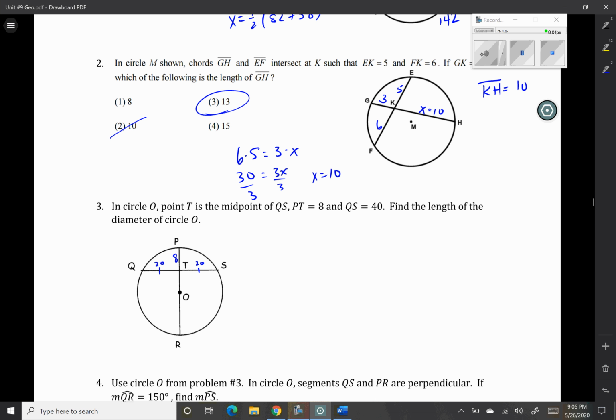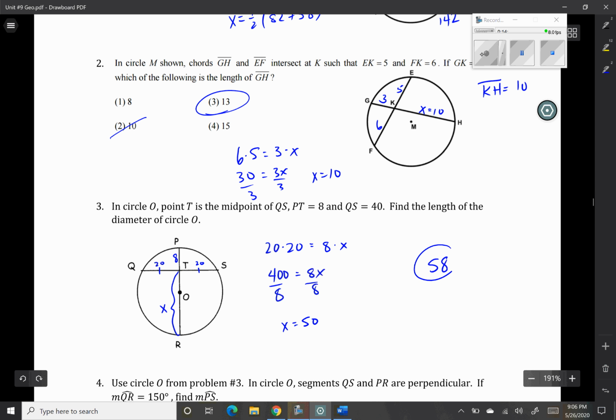Well, I can find this piece, which we'll call X, using this new rule we have. So I can say part times part is equal to part times part. So I have 400 is equal to 8x divided by 8, and I get x is equal to 50. So this long piece here is 50. So the diameter from P all the way to R is 58. Right, these are kind of like two-part questions, right? I'm using the properties that we learned in the lesson, but we're also learning what you already know about circles.